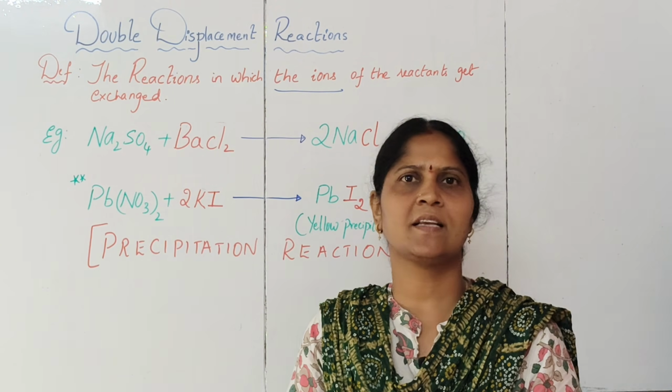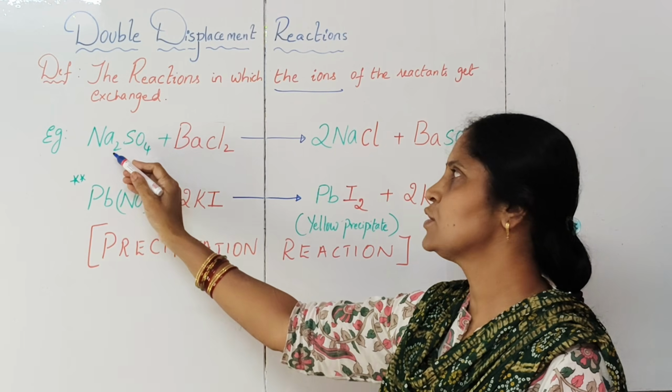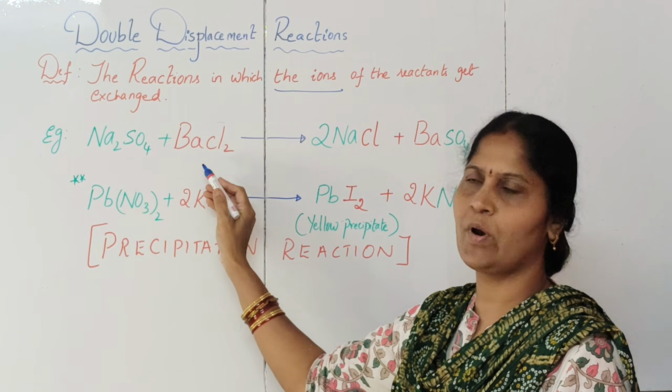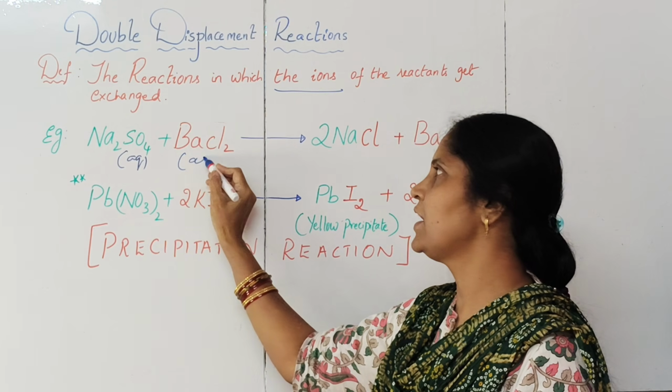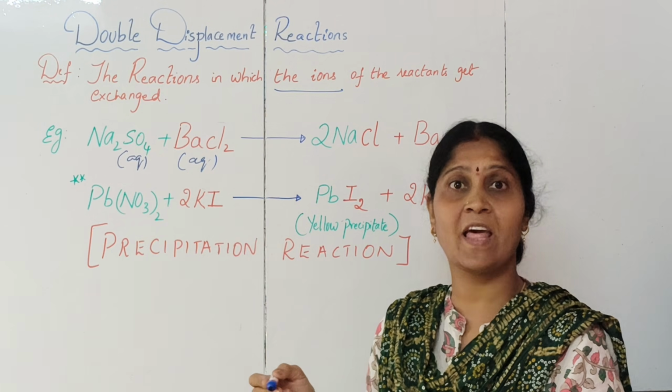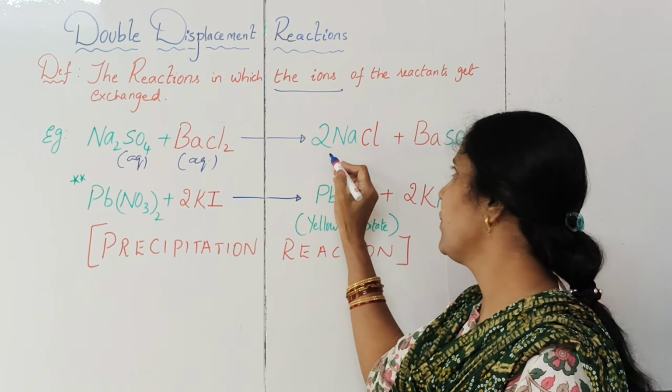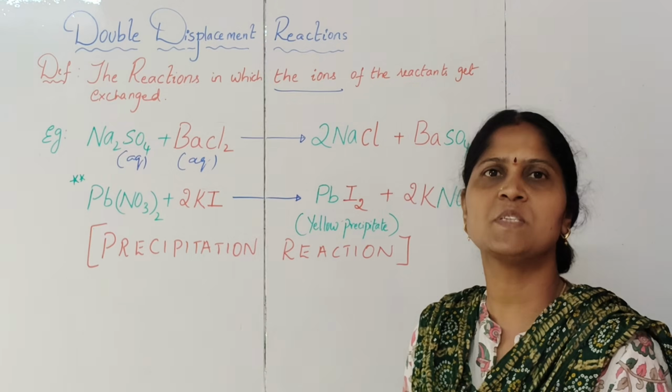Let us understand this through a simple example. Sodium sulfate and barium chloride are aqueous solutions. When the aqueous solution of sodium sulfate and the aqueous solution of barium chloride are mixed together, they form sodium chloride and barium sulfate.